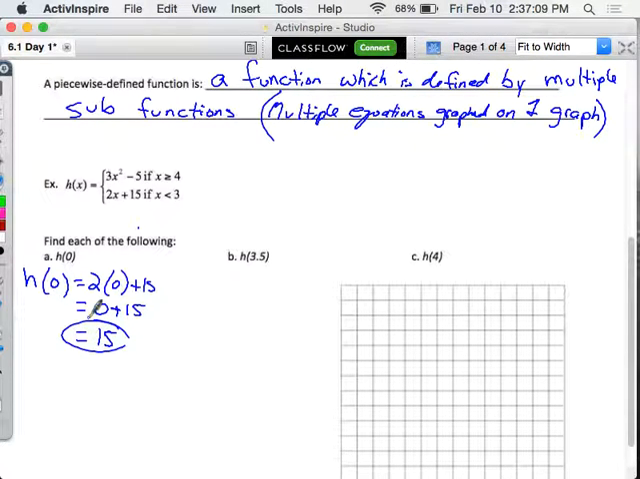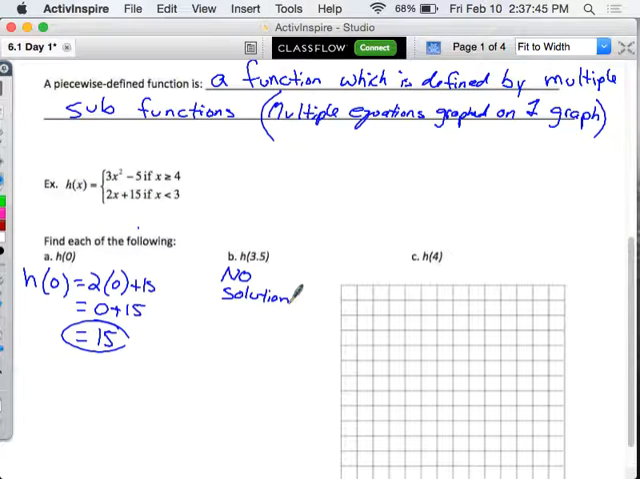Okay, for the next one, 3.5. Okay, where do we plug that one into? It says, use this top one if your x value is greater than or equal to 4. 3.5 is not greater than or equal to 4. Then it says, use this bottom one if your x value is less than 3. Well, 3.5 is not less than 3. So 3.5 doesn't fit into either of these. So for this one, we actually say no solution.